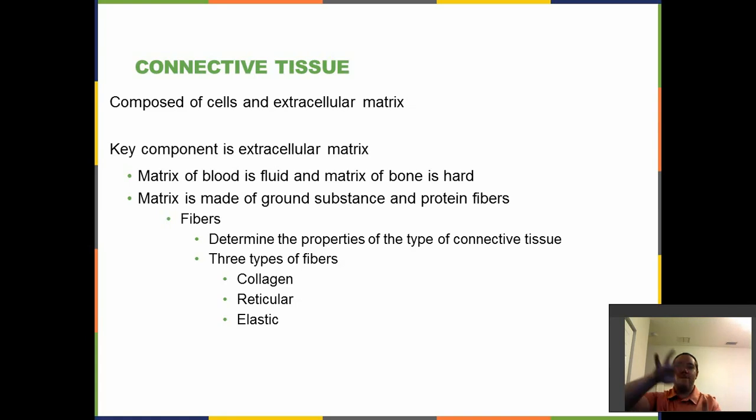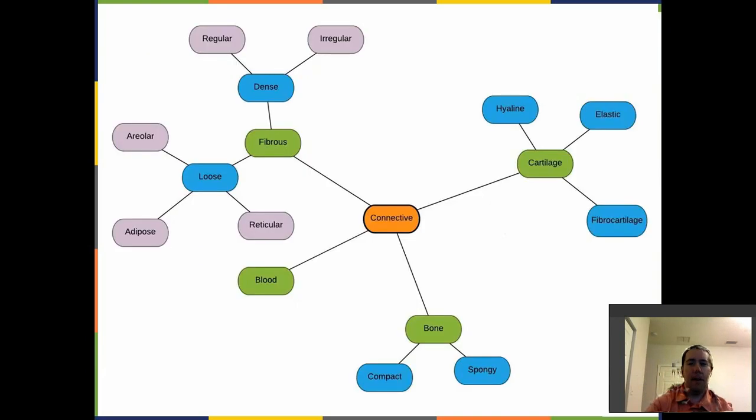You're going to have stuff filling the gaps between those sticks. That is the ground substance, and it is basically clear jello. It is thick water. All it does is fill in the gaps between the fibers that make up the extracellular matrix. So here we see the diagram showing the types of connective tissue.